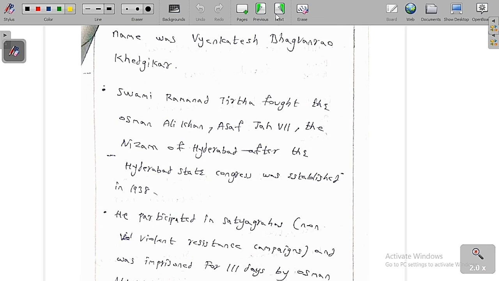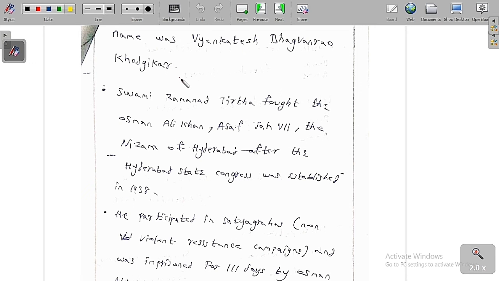His original name was Venkatesh Bhagwan Rao Khedgikar. So we can say that the Memories of Hyderabad Freedom Struggle book was written by Swami Ramanand Tirtha.